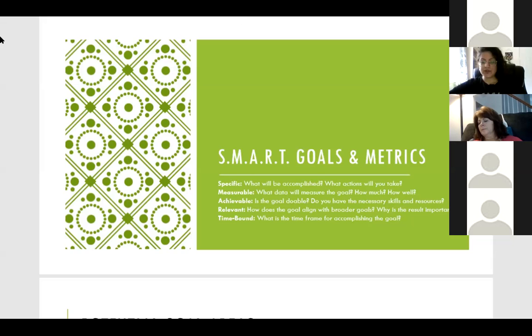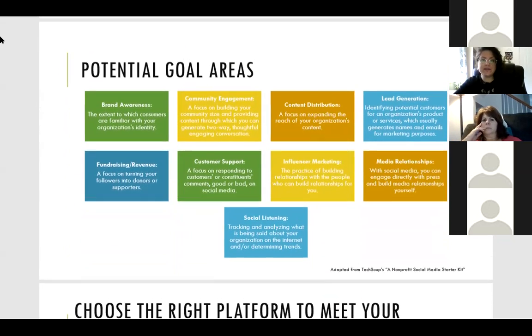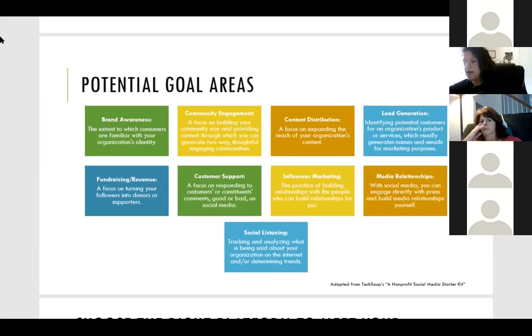So your goals for social media should be specific, measurable, achievable, relevant, and time-bound. How much do you want to accomplish over what period of time? So let's talk about some potential goal areas. So this is just a list of some potential goal areas.